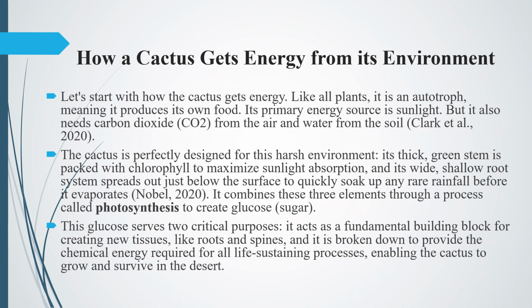It combines these three elements through a process called photosynthesis to create glucose, that is sugar. This glucose serves two critical purposes. It acts as a fundamental building block for creating new tissues like roots and spines, and it is broken down to provide the chemical energy required for all life-sustaining processes, enabling the cactus to grow and survive in the desert. So at least you've known all the surviving mechanisms for the cactus.